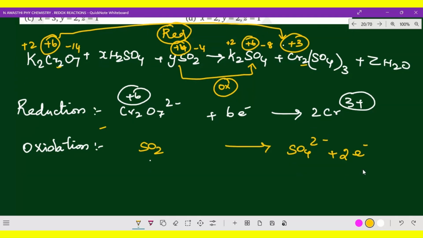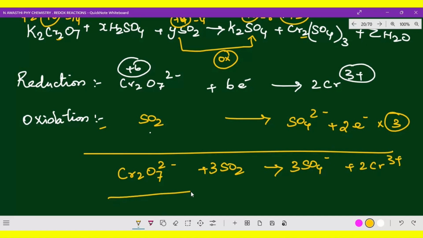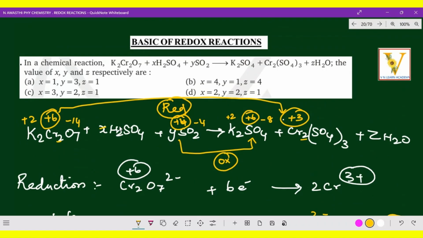Right, now multiply this with 3. So you will be getting Cr2O7 2 minus plus 3SO2. You will be getting 3SO4 2 minus plus 2Cr3 plus. So how do we write the natural equation? Here K2Cr2O7, here one hydrogen only. So the hydrogen point will be 1, but the sulfur point will be 3, right? And hydrogen here also, water molecules hydrogen point will be 1. So X equal to 1, Y equal to 3, and Z equal to 1. So 1, 3, 1. So option A is the correct one.